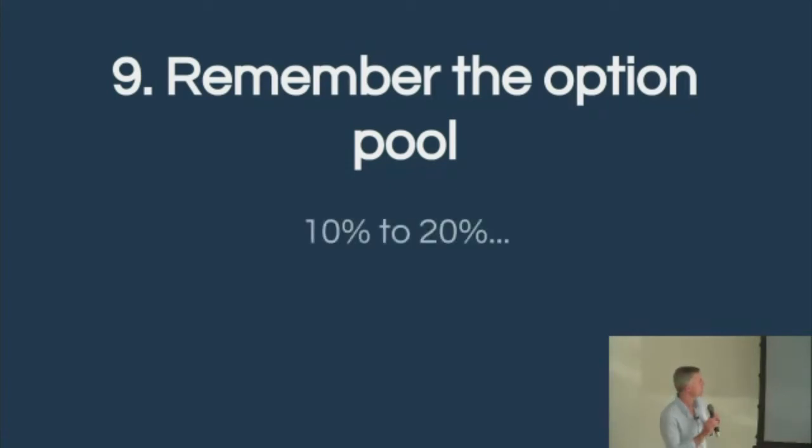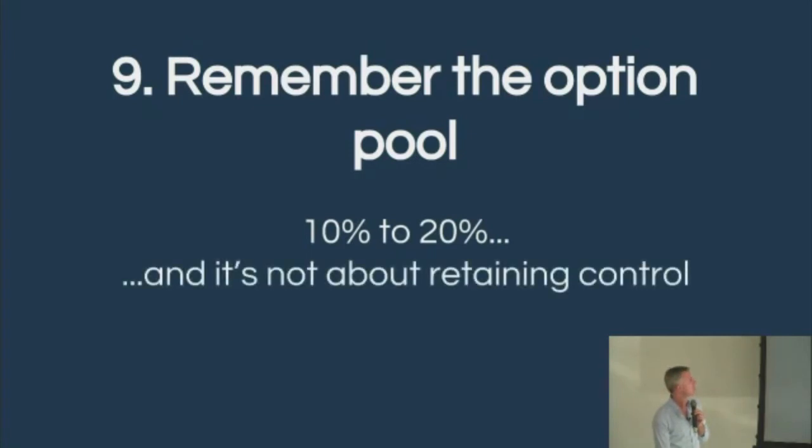And so typically you'd be looking at 10 to 20% of the equity would be carved out as an option pool. So your company has 100% equity. And a lot of people get confused about the option pool. They think it's about retaining control and they get really nervous. But really it's about hiring great talent and retaining that talent.